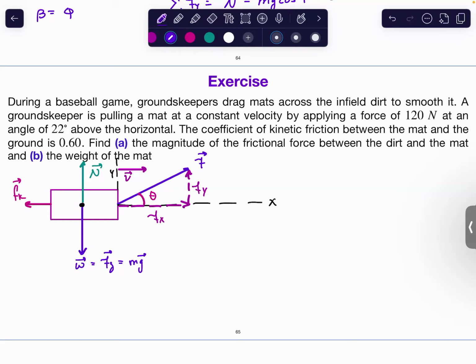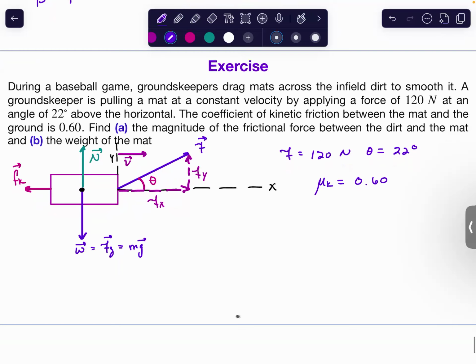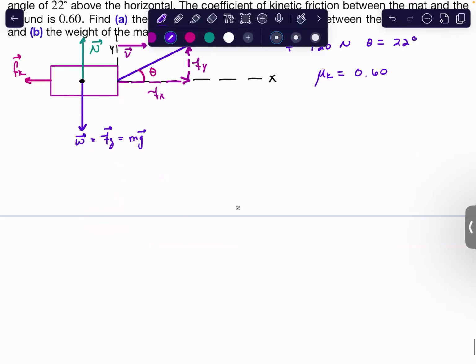So I know that the magnitude of the applied force is 120 newtons, and theta is going to be 22 degrees. The coefficient of kinetic friction is going to be 0.60. So let's start with the magnitude of the frictional force between the dirt and the mat.